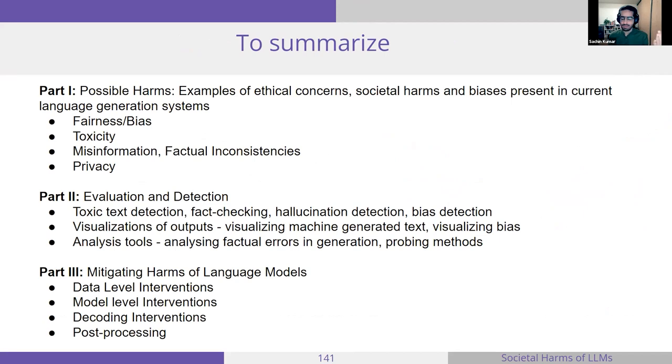Okay, so to summarize, we had three parts. We discussed potential harms the models can cause. We looked into evaluation and detection and how we can leverage some of this evaluation and detection to try to mitigate these harms that we described.